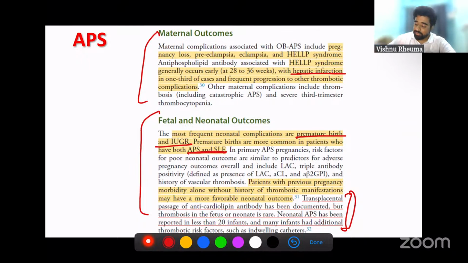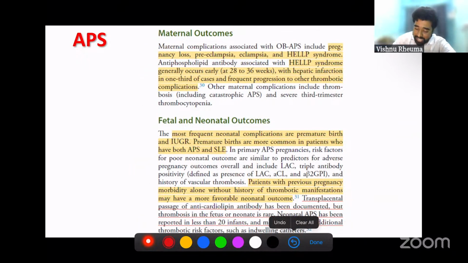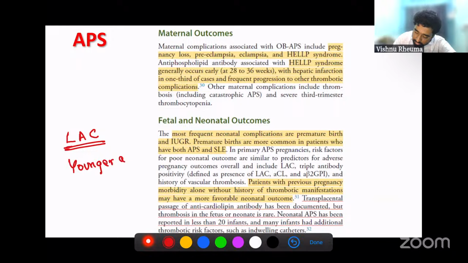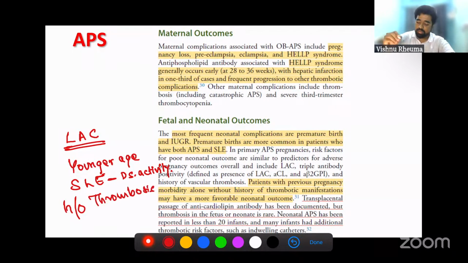And there are certain risk factors as well. For example, as I told you, LAC, lupus anticoagulant, is the most important risk factor. Then younger age with APS is a risk factor. Then associated SLE, if it is there, is a risk factor, along with disease activity markers, low complements, dsDNA, all of that. And also history of thrombosis. As I told you, if these are there, then a worse neonatal outcome can occur.